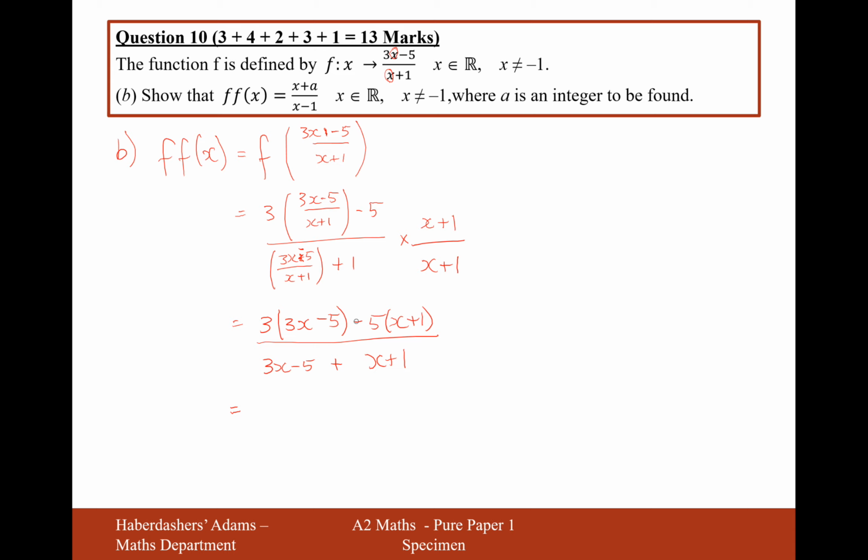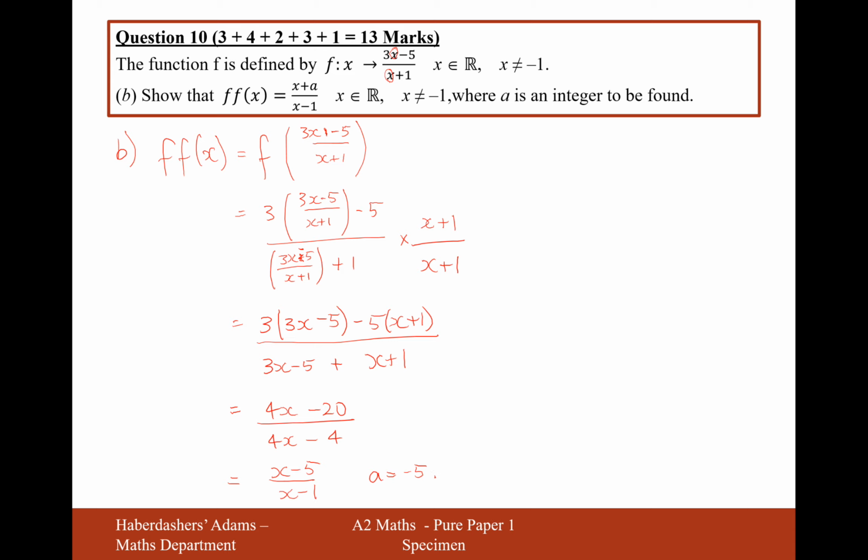3 times 3 is 9, take away 5, that's 4x. Minus 15, take away 5, that's minus 20. Over, it's going to be 3x plus x, that's 4x. And then it's going to be minus 5 plus 1, that's minus 4. So cancelling out 4's from top and bottom, we get x minus 5 over x minus 1. So there we are, that's the answer.